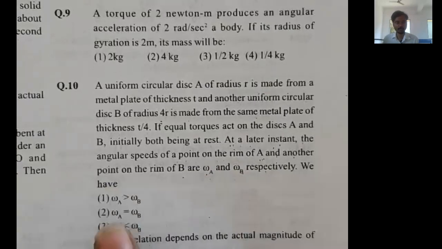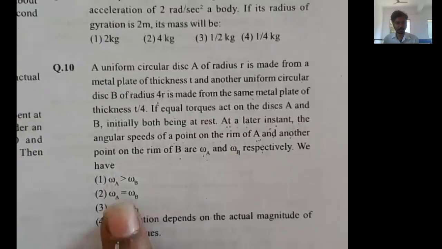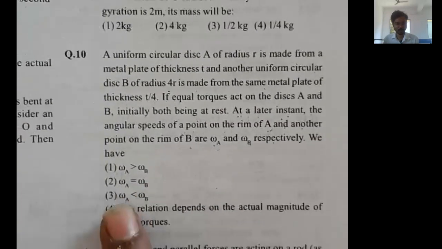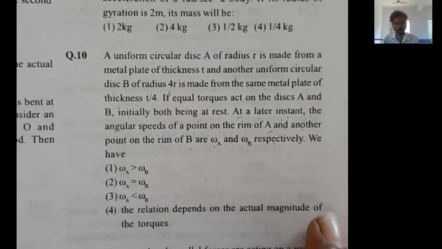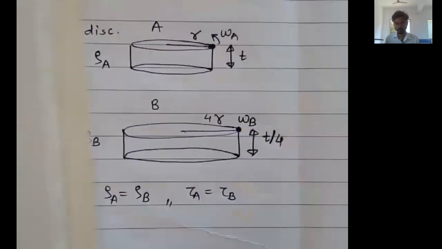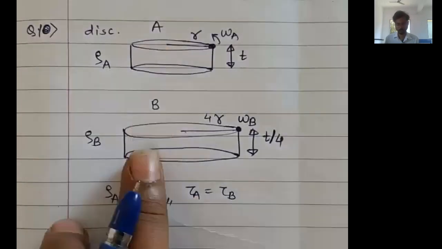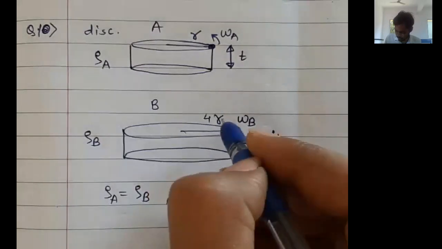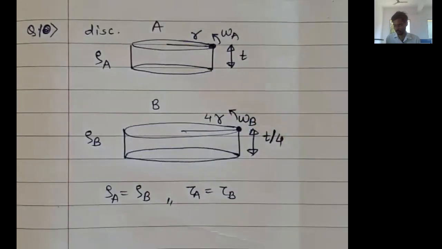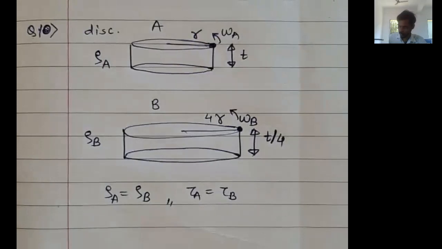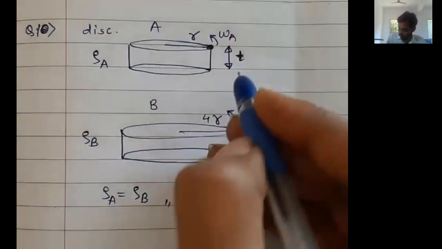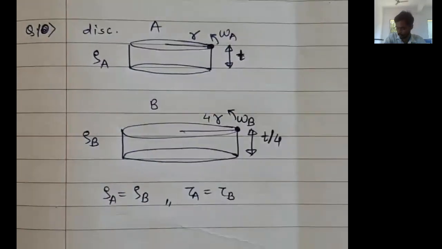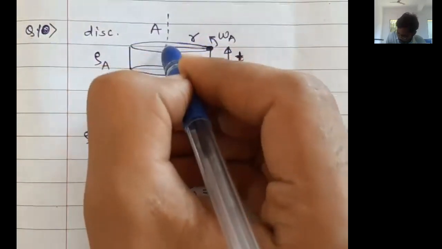We have omega A more than omega B, omega A equal to omega B, omega A less than omega B, and fourth, the relation depends on the actual magnitude of the torques. See, torques are given equal, density of the metal is the same, and they are asking whether omega is the same or different. Which one is higher at a later instant of time? For thickness they have already used T, so for time let us use capital T. See, let us consider this axis of rotation.